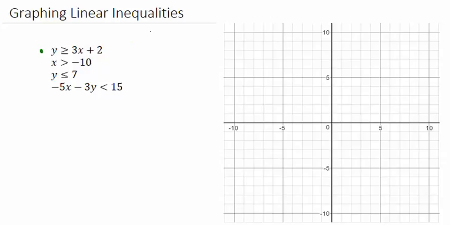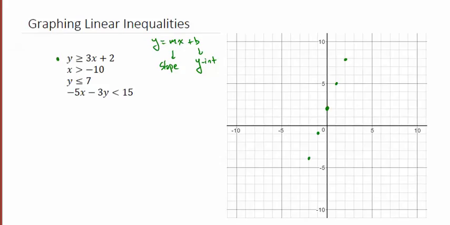The first one is going to be in green, and we can remember with y equals mx plus b, the 2 is the y-intercept, and the 3 is the slope, which is rise over run. So I'm going to put a dot at 2, which is the y-intercept, go up 3 over 1, down 3, left 1, and so on. And then I'm going to connect that with a solid green line.